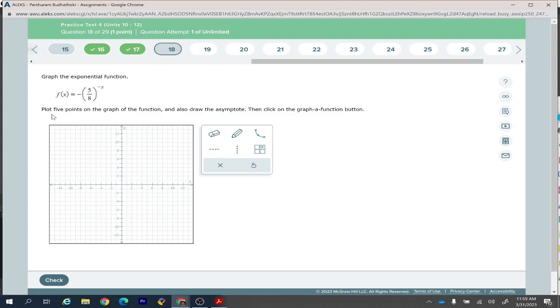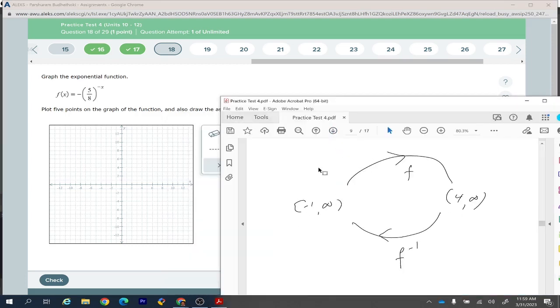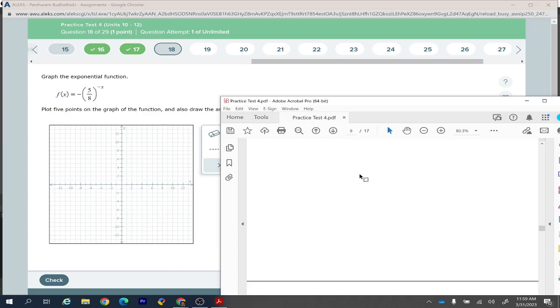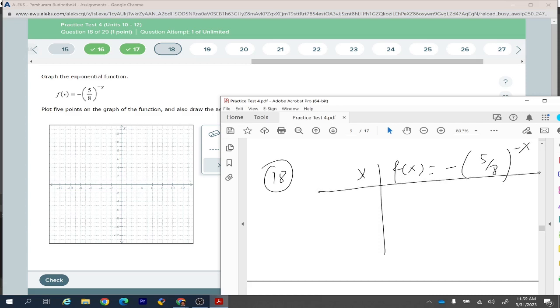As you can see here, plot 5 points on the graph of the function. For finding the 5 points, you can always make a table of points first. Choose x and find the value of f of x using this formula, -5/8 to the power -x. I'm going to choose x equal 0 because that's easy. When I replace x by 0, this expression becomes 1, so that is going to give me -1. At 0, the value of this function is -1.